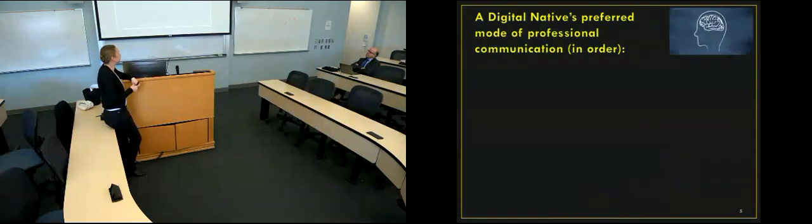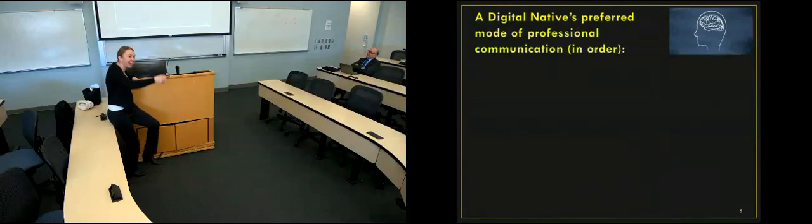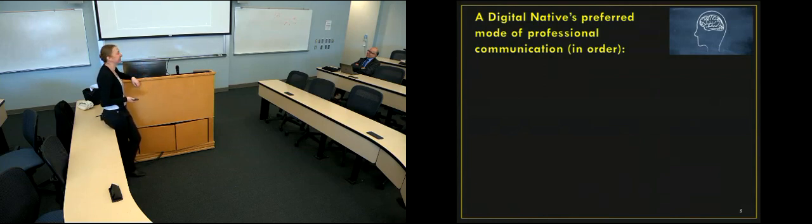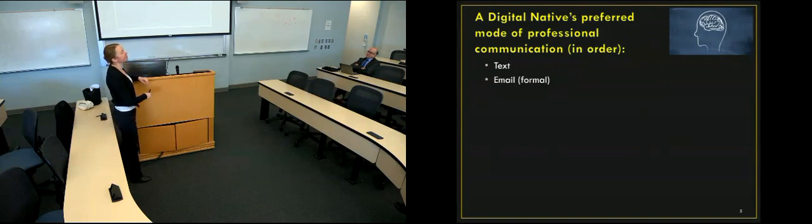Oh, email. How we love and hate email. Okay. So, pop quiz, guys. What is a digital native's preferred mode of professional communication? What do you think? Chat. Oh, I forgot chat. We'll work it in here. Okay. Number 1, professional mode of communication for digital native is text. Followed by, if you can't get them by text, or if your teacher won't give you their cell phone number, oh my God, then you can do email.